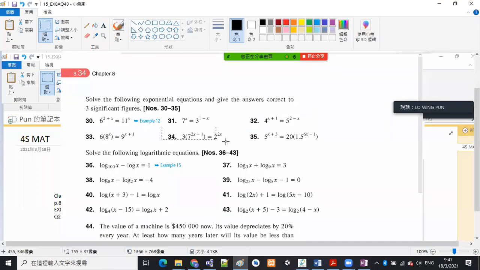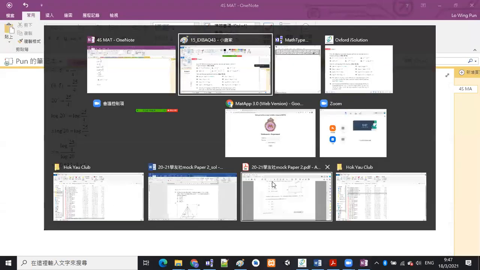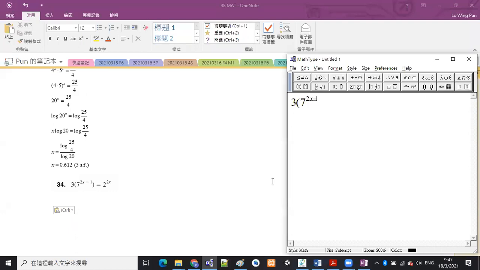Continue with 34, let's go on to more complicated ones. 3 times 7 to the power 2x minus 1 is equal to 2 to the power 2x. Again, I will use my method. So 3 times, this becomes 7 to the power 2x over 7 to the power 1, and the right hand side is 2 to the power 2x. And this becomes 3 over 7 times 7 to the power 2x, right? It is equal to 2 to the power 2x. Okay?